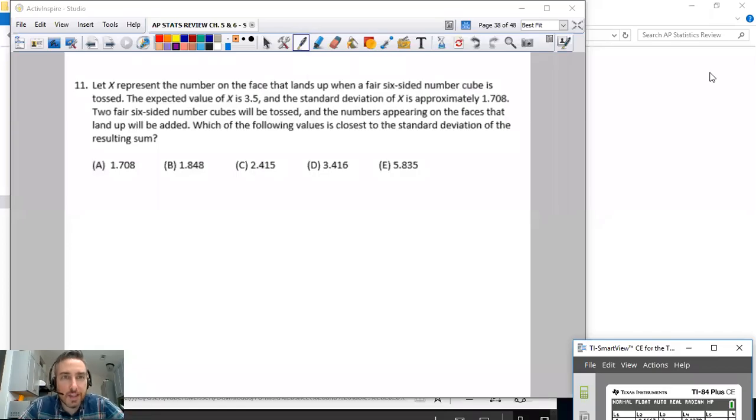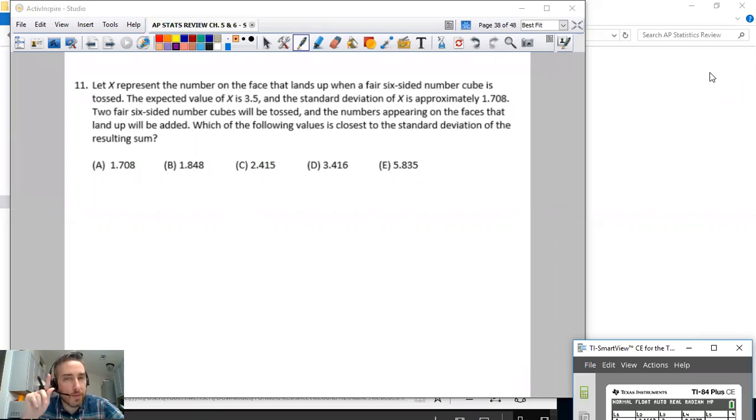Question number 11. Let x represent the number on the face that lands up when a fair six-sided number cube is tossed. The expected value of x is 3.5, and the standard deviation of x is approximately 1.708. Two fair six-sided number cubes will be tossed, and the numbers appearing on the faces that landed up will be added. So we're looking for the sum. Which of the following values is closest to the standard deviation of the resulting sum?